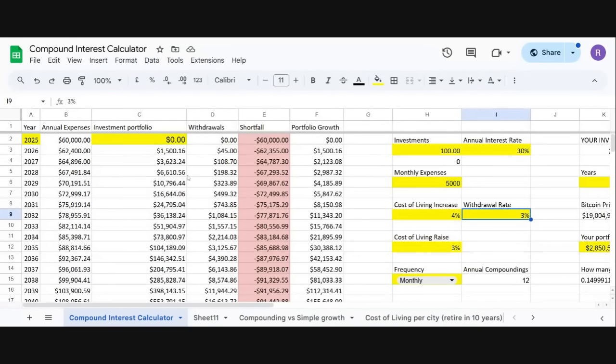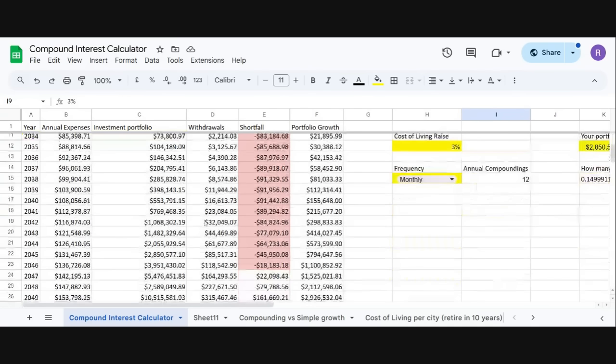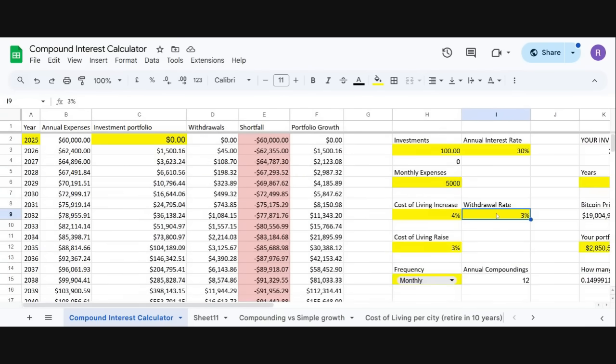We probably won't see Bitcoin drop 80, 90% anymore. I don't think that's going to happen. I don't know if it will. I don't personally think it will. Nobody can really tell you for sure, but I don't think we're going to see that happen anymore. The lower your withdrawal rate is, I think the better off you'll be, the more secure you'll be, but you may not have to have a withdrawal rate this low.